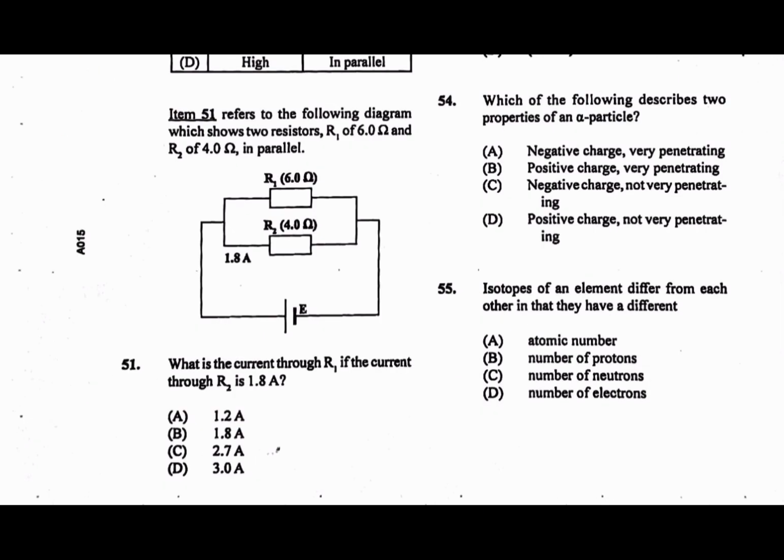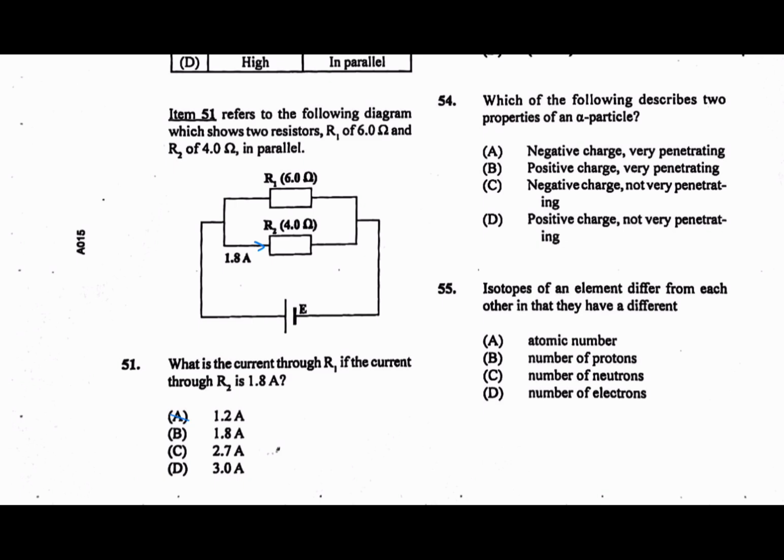Item 51. This refers to the following diagram, which shows two resistors, R1 of 6 ohms and R2 of 4 ohms, in parallel. So I'll show you all the logical approach and then the physics approach. Current always takes the path of least resistance. So if 1.8 amps is flowing through the 4 ohm resistor, it makes sense that less current would pass through the 6 ohm resistor. So the answer is obviously 1.2 amps.